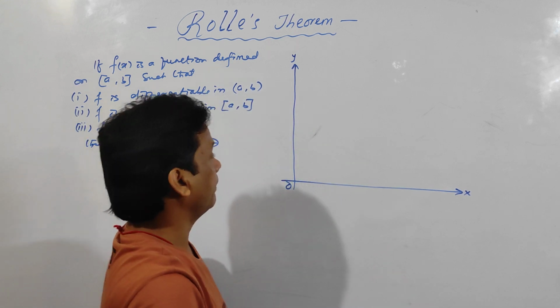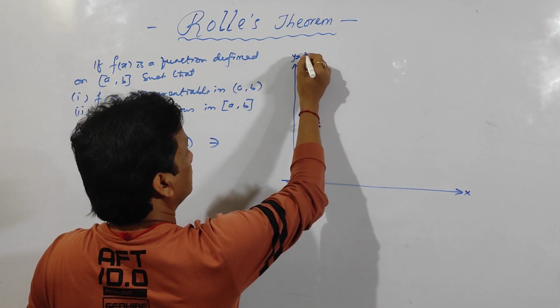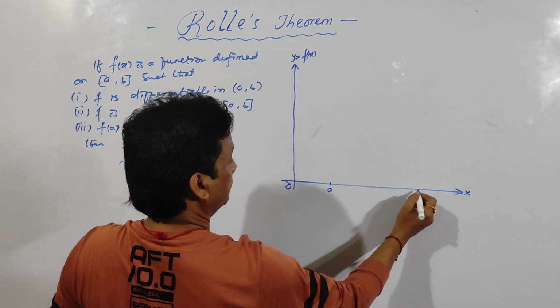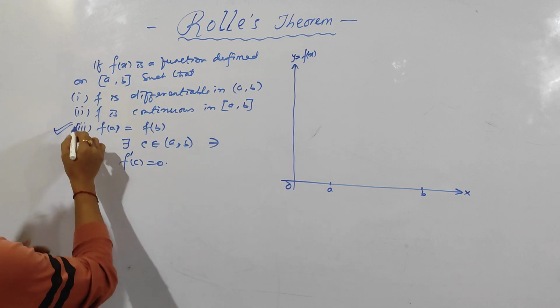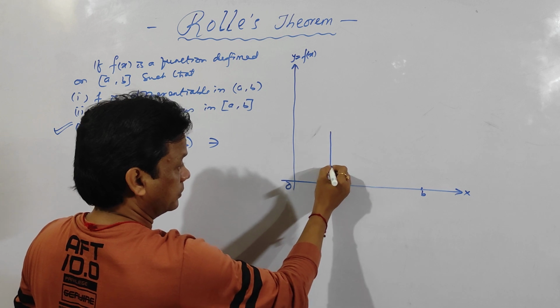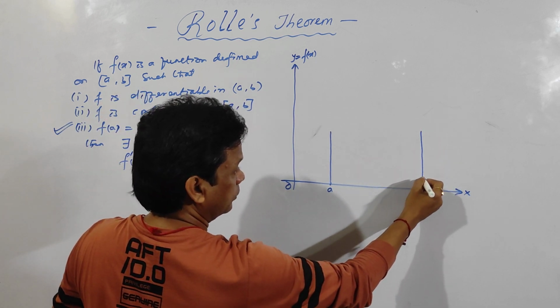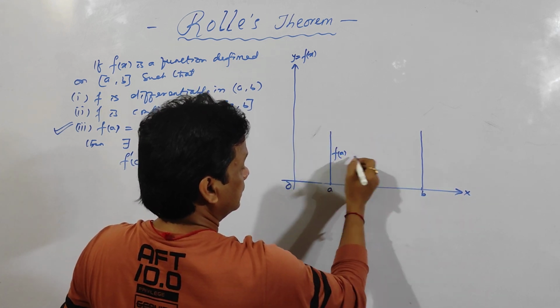Clear? See here. It is given that if I take y is equal to f of x, then first of all two points are there, A and B, and it is given that the third condition is f of A is equal to f of B. So draw two lines. This is f of A, that means this is the value of y, and this is also the value of y. And this length is equal to this length. This is f of A, this is f of B.